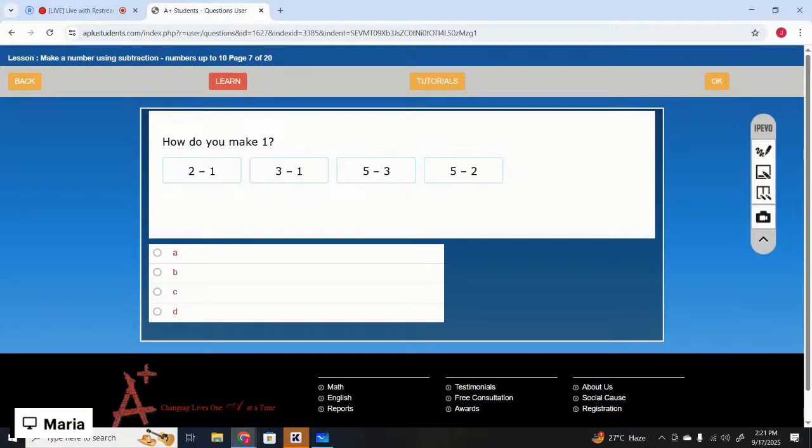How do you make 1? That is 2 take away 1. Option number A is the correct option. Okay, you can complete the lesson by yourself later today. Let me just move on to the next lesson.